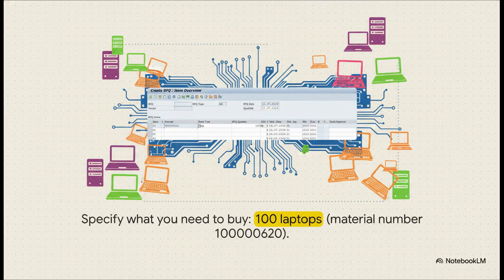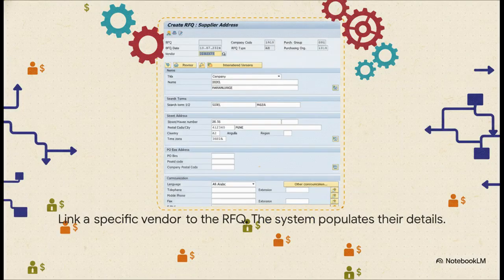Okay, this next part is the what. What are we buying? Here, we're telling the system we need a price for 100 of material number 1000620, which for our example is a laptop. Getting this right ensures every single vendor is bidding on the exact same thing. No confusion.